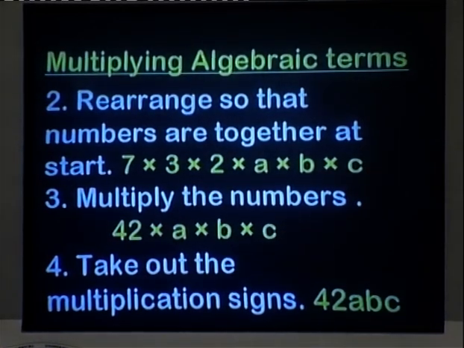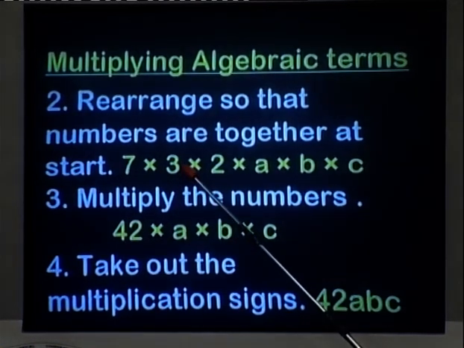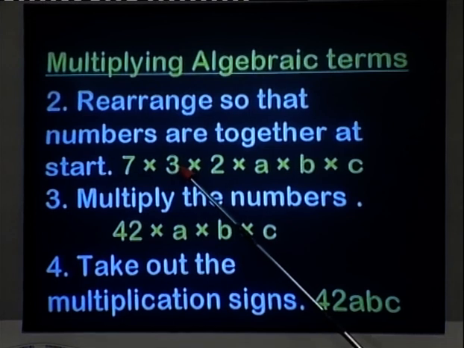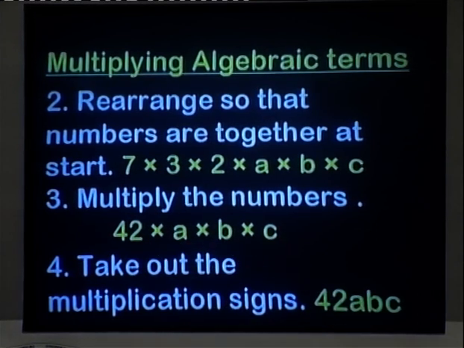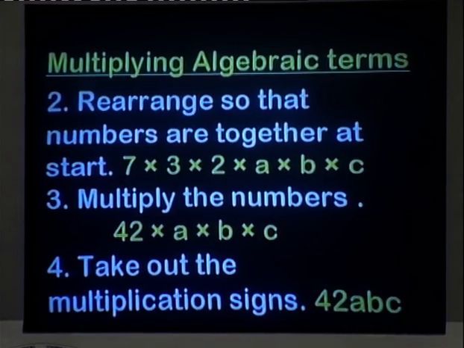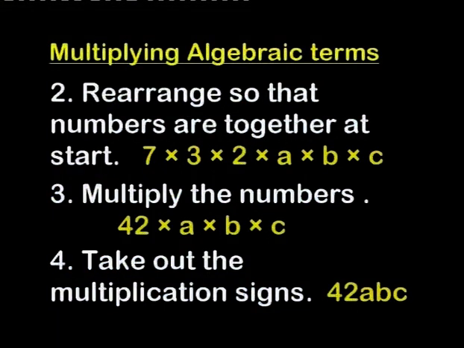Step number 3 says multiply the numbers. 7 times 3 will give you? 21. Is that the answer? No. You still have to multiply by 2. 42 is the answer, times a times b times c, and the last step, you take out the multiplication signs, and the answer is 42abc. All right?